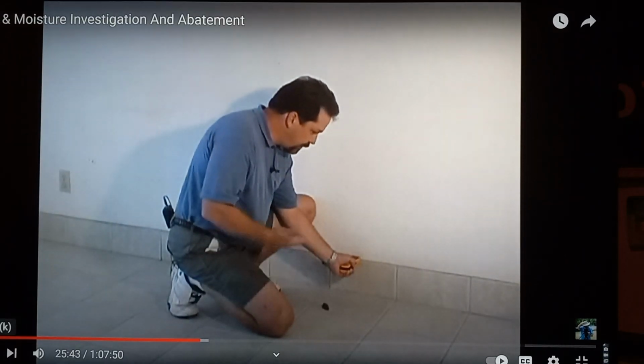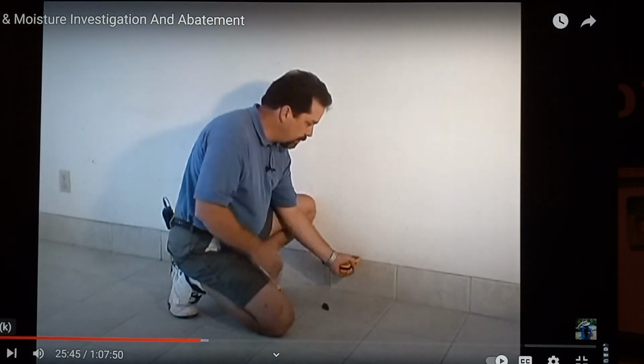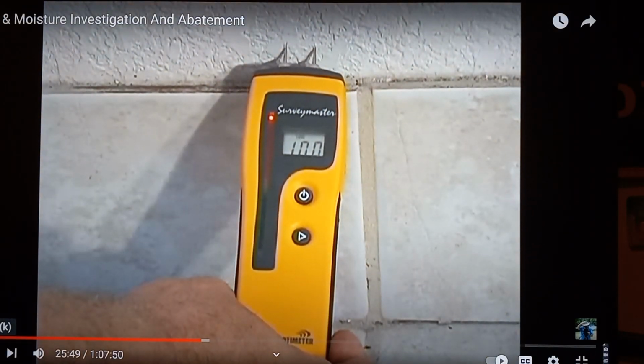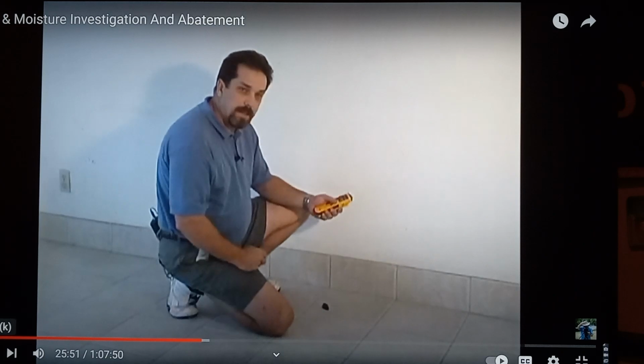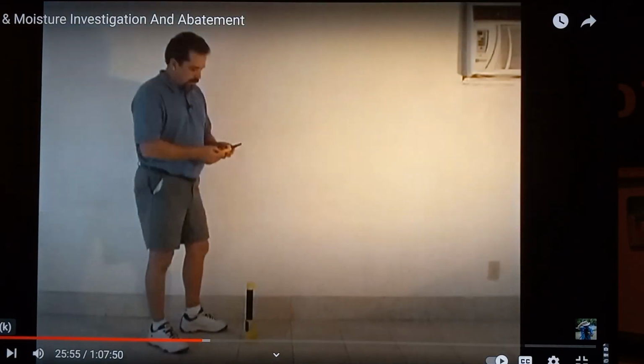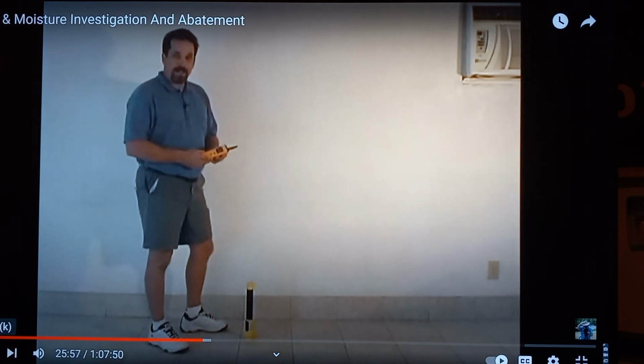And pushing it in, again, I can verify that the wallboard itself is soaked. It's showing 100% here, and that's, again, a good indicator that the wall is pretty wet and at risk for mold growth. What we're going to do now is take a look at the indoor humidity levels compared to outdoor.